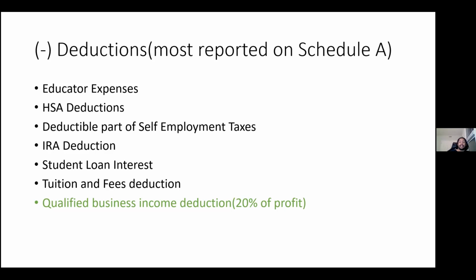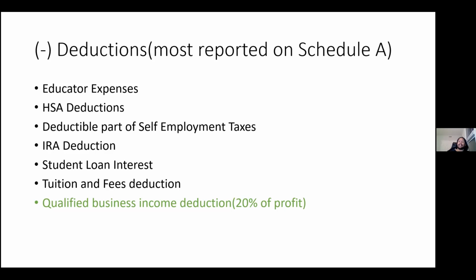Student loan interest. Unfortunately, a lot of us have student loans, and you can write off the interest. So that's pretty nice. Tuition and fee deduction. If you're going to school, if you are actively in school, you can write off a portion of your tuition. You can either take it as a deduction, or later on in the seminar, I'll go over that you can also take it as a credit. So depending on your situation, you'll want to take advantage of either using it as a deduction or a credit.